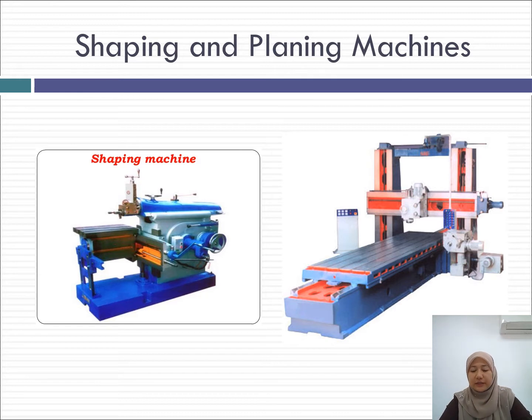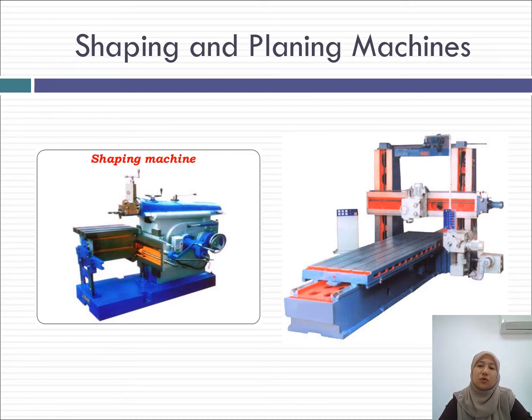A double column planer has two columns, one on either side of the base and work table. The columns support the cross rail on which one or more tool heads are mounted. In this picture, there is only one tool head. So in a double column planer, you can actually have two or more tool heads mounted on the columns. The two columns provide a more rigid structure for the operation. However, the two columns limit the width of the work that can be handled on the machine.